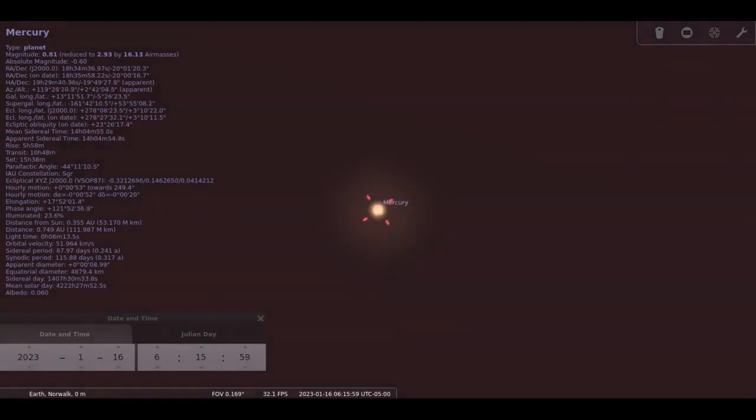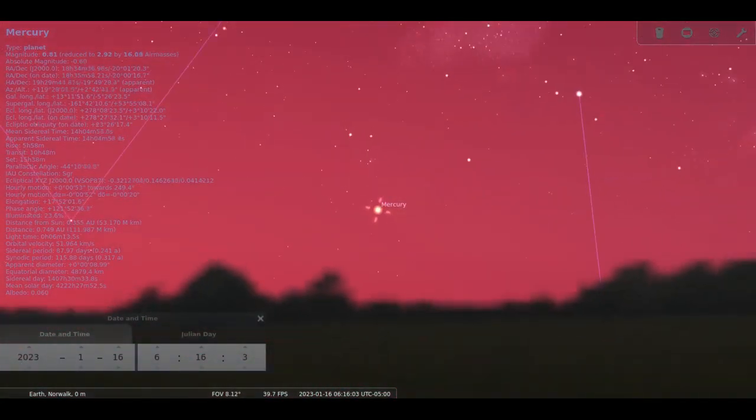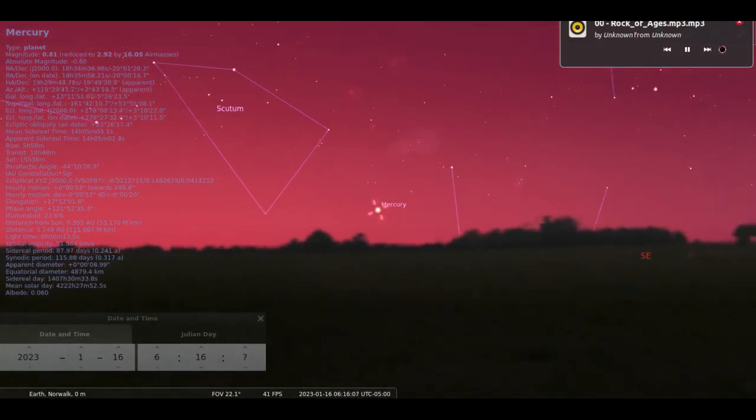Look for Mercury in the morning on the 19th at the horizon. By the 25th, it will be at 8 degrees above the horizon at 6:45 a.m.